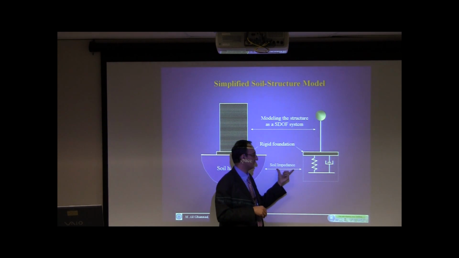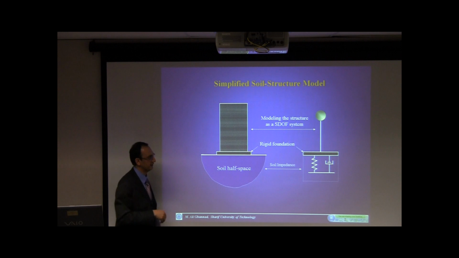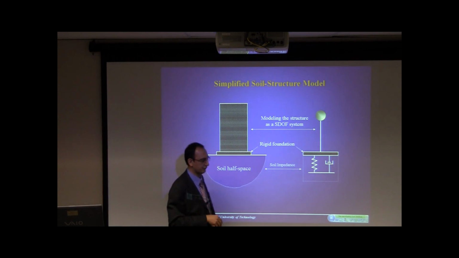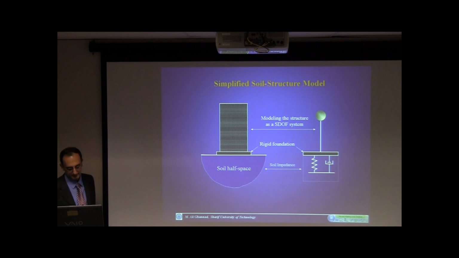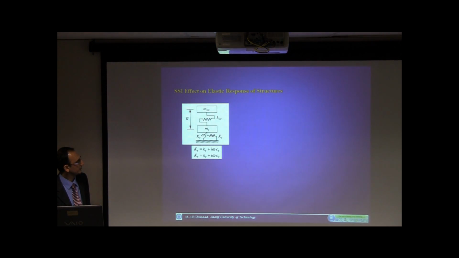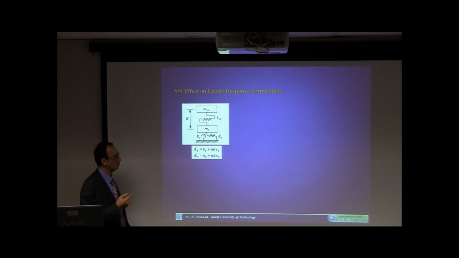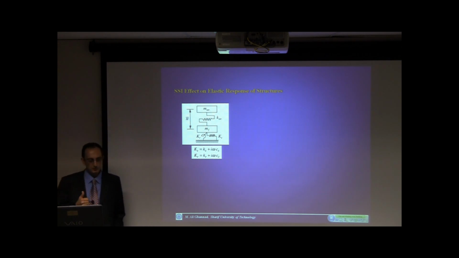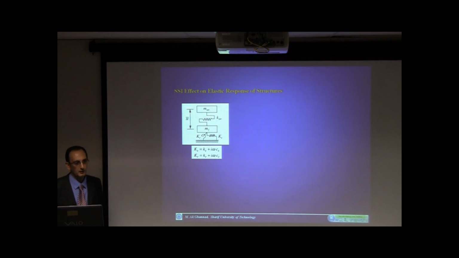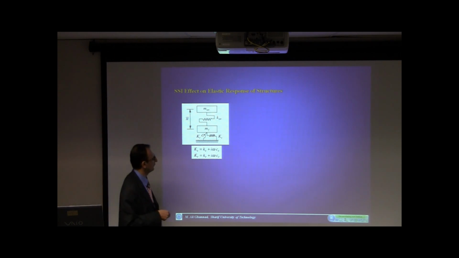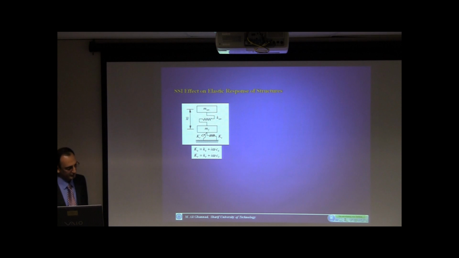And these are the soil impedances in different degrees of freedom, which of course we know are frequency dependent. For the elastic section, considering the elastic response of structures, you have to see what happens to the period and damping only. For that, there are many ways, going through transfer functions or eigenvalue analysis, to find the period and damping of the system. I just show a very simple case of the eigenvalue analysis.